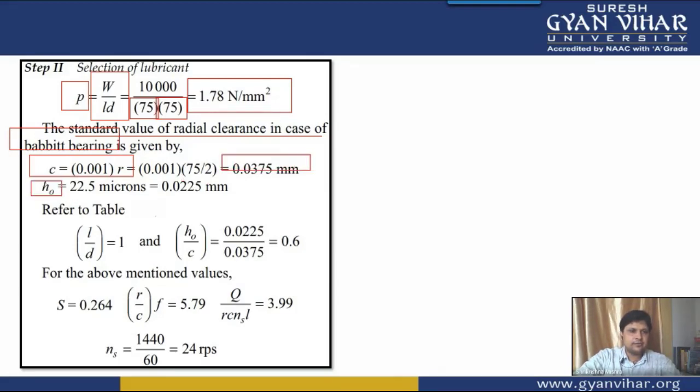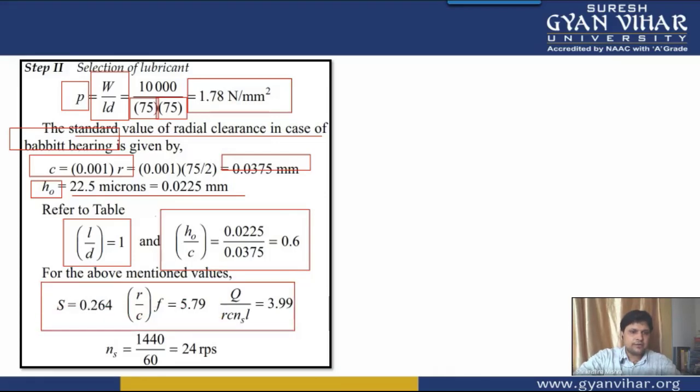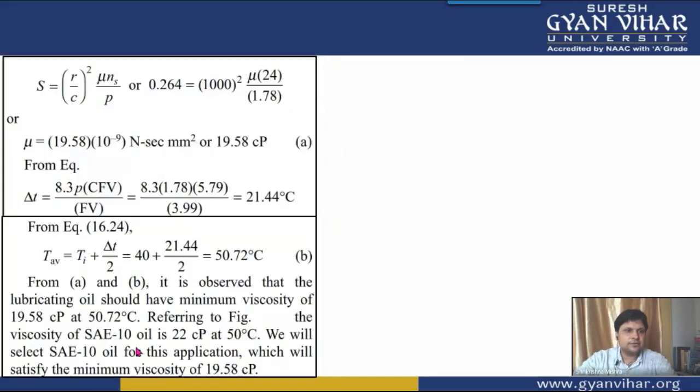Similarly, the minimum film thickness for Babbitt bearing is this one, and from the table, if L by D is equal to 1 and h0 by C is equal to 0.6, you can calculate the value of Sommerfeld's number. All right. So in this way, everything you can calculate. Finally, putting the values of Sommerfeld's number, only one unknown is there, that is the viscosity. Viscosity you can calculate.